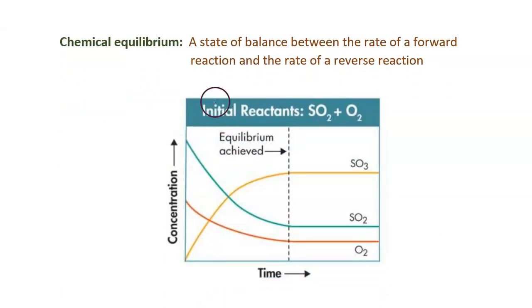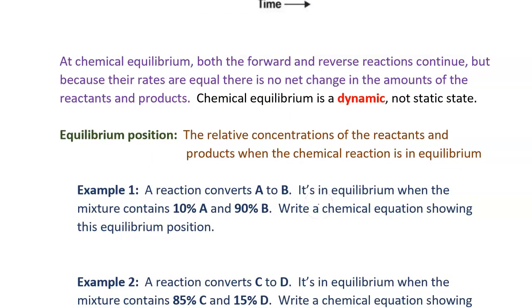Chemical equilibrium is a state of balance between the rate of a forward reaction and the rate of a reverse reaction. At chemical equilibrium, both the forward and reverse reactions continue, but because their rates are equal, there is no net change in the amounts of the reactants or products. Another point to realize about chemical equilibrium is it is a dynamic state, not a static state. What that means is that that point of equilibrium can change.